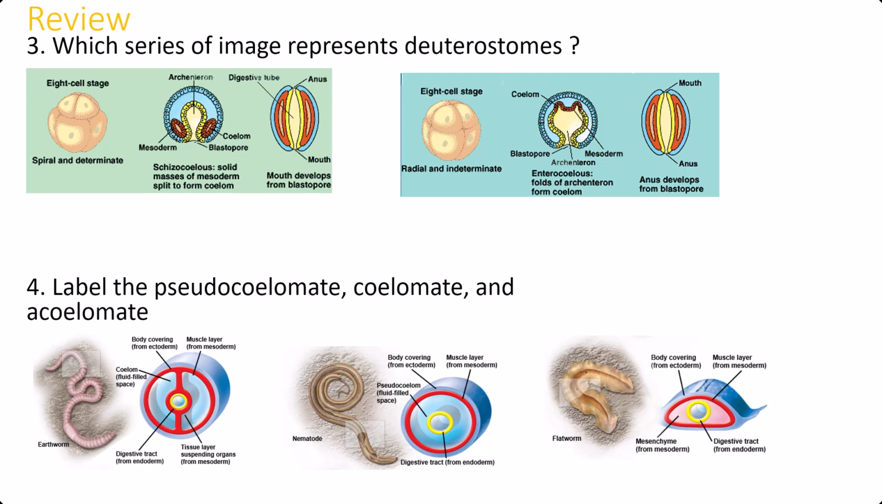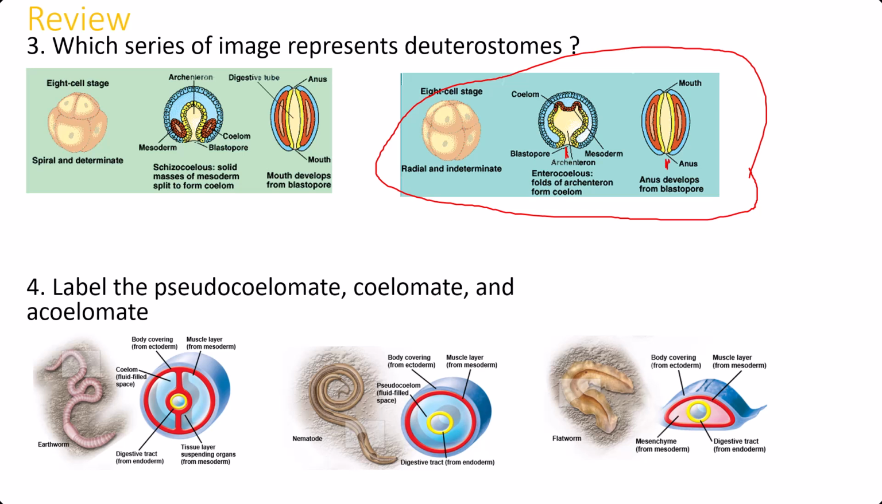So let's review. In this image, which series of images represents deuterostomes? So again, with deuterostomes, we are looking for that first embryonic opening, the blastopore, developing into the anus. So this second picture, the blastopore develops into the anus, so that is deuterostomes.